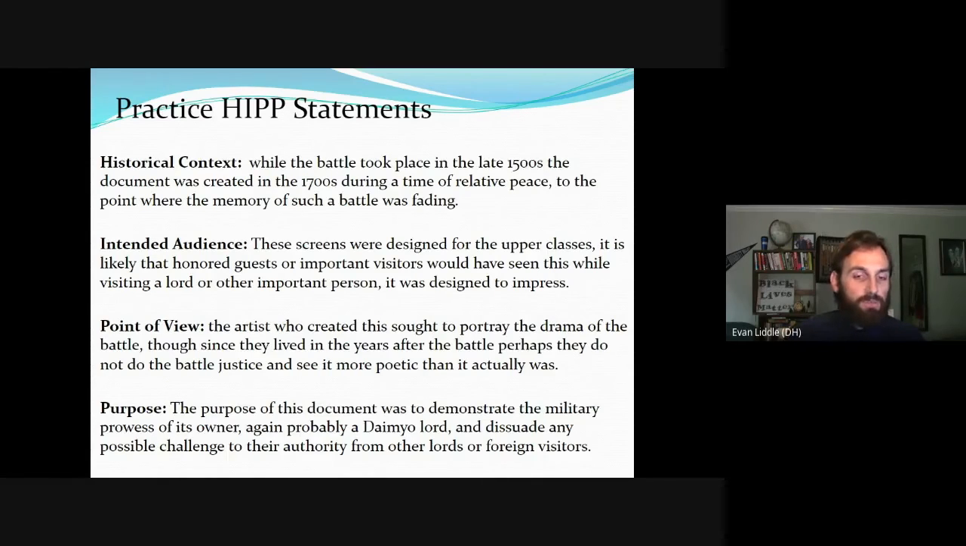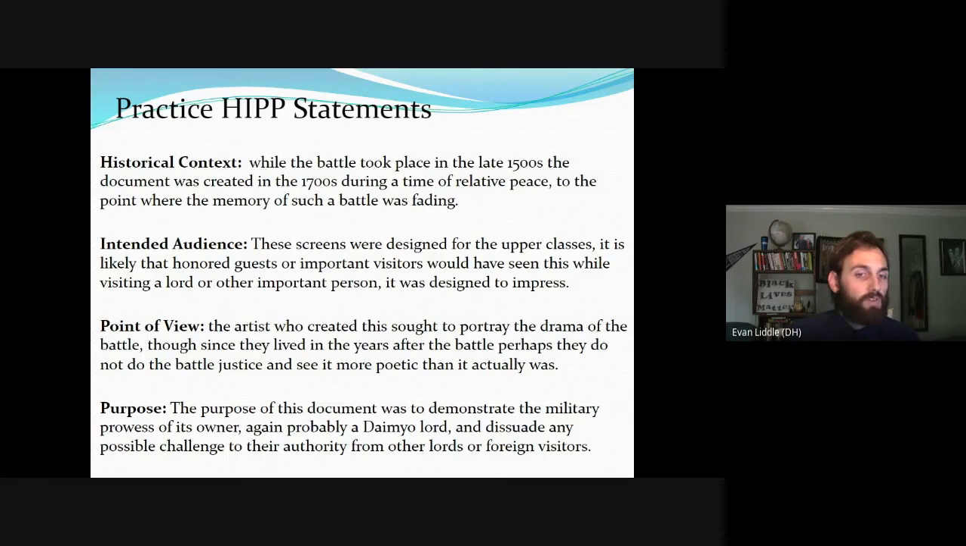Perhaps the purpose of this was to convince others not to challenge this lord militarily, right? If you challenge me, I will defeat you in battle. Look, I know all about the Battle of Nagashino. I have it here in my house, right? Now, again, I always tell students the purpose is never to simply tell someone, right? The purpose of this document is not to just tell people about the Battle of Nagashino. It's a course of action. I will make the case that the course of action here was a lord attempting to dissuade a possible challenge to their authority from foreign visitors, possibly other lords, whatever it could have been.